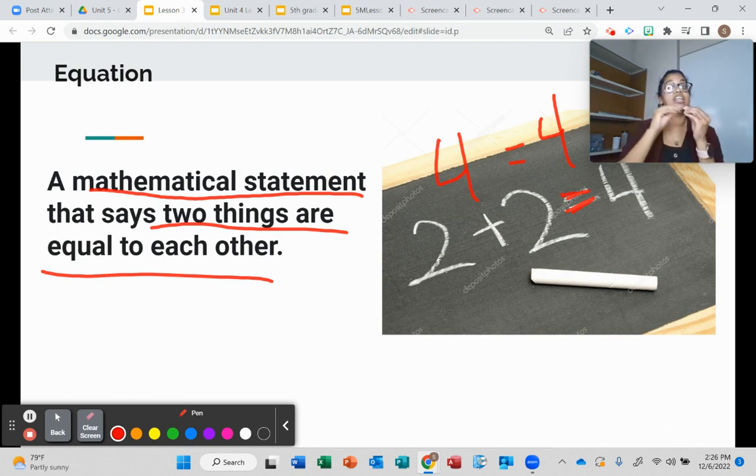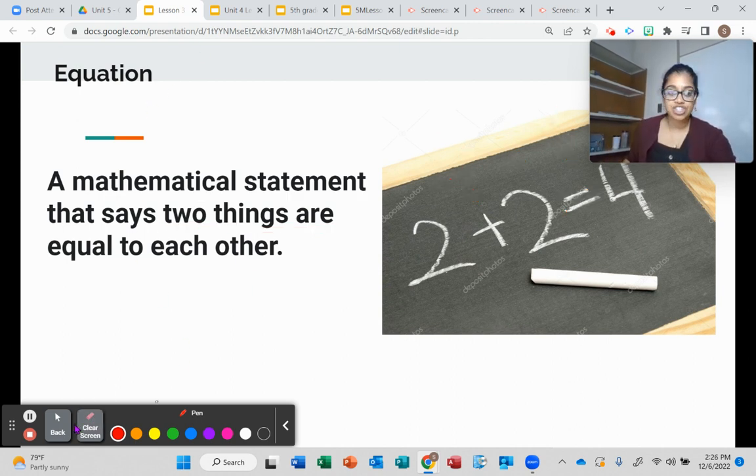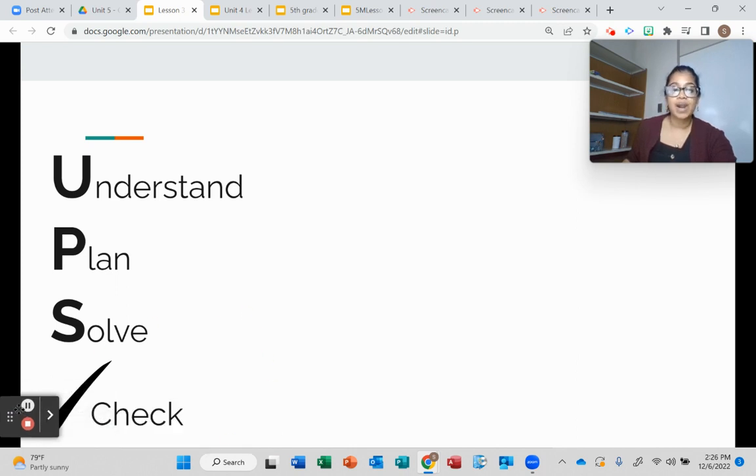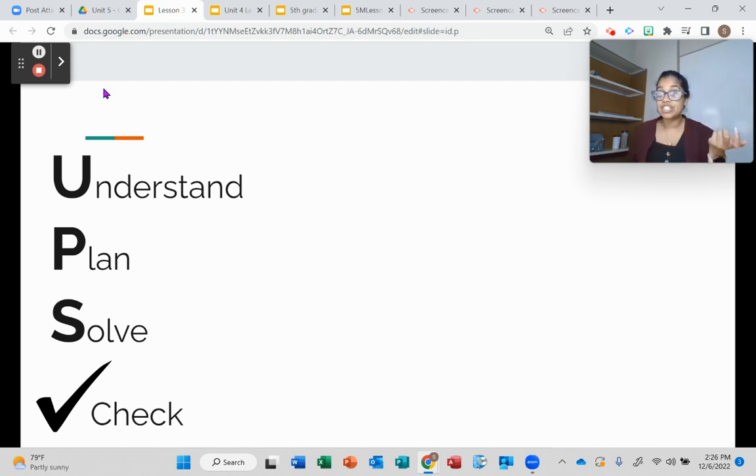So our equation is telling us both things on each side of our equal sign need to be the same. Okay, now that we figured out what an equation is, let's go into our word problem. But before we do that, let's go over what is a UPS check, right? So this is something that we use to help us with word problems because it helps us really understand what we need to do.